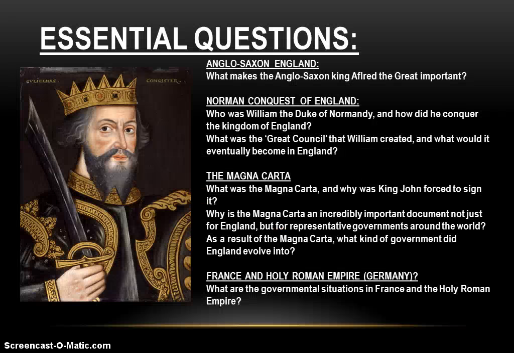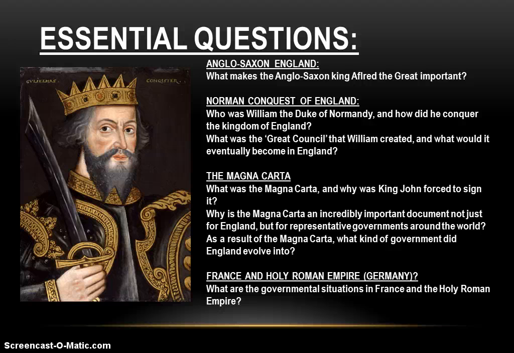So we're going to be looking at three different kingdoms: England, France, and the Holy Roman Empire. And the main focus is really going to be on England because things taking place in England are going to have the biggest long-term impact on us here in the United States. So when we start with England, we'll go way back in their history to Anglo-Saxon England, and we'll meet a king named Alfred the Great and figure out what makes him so important and also where England gets its name.